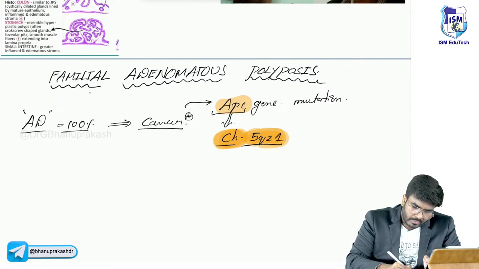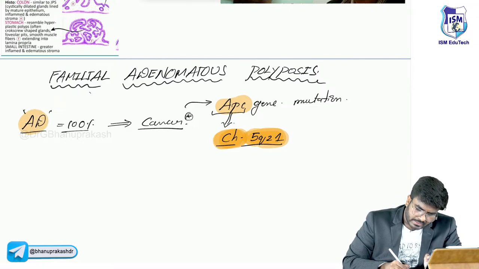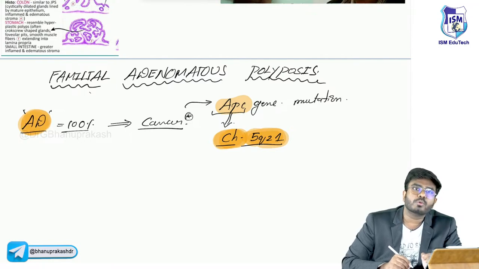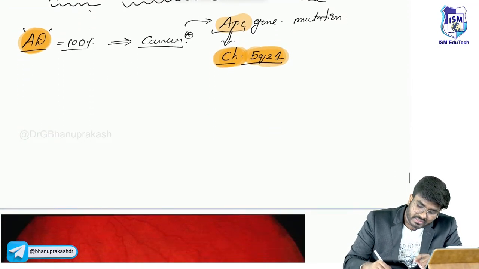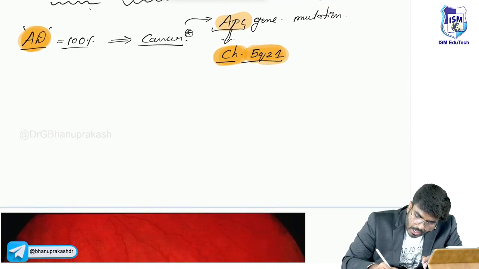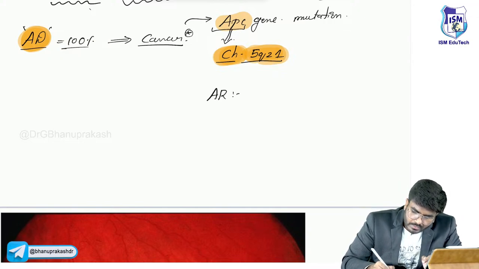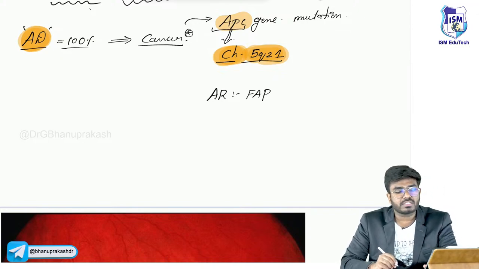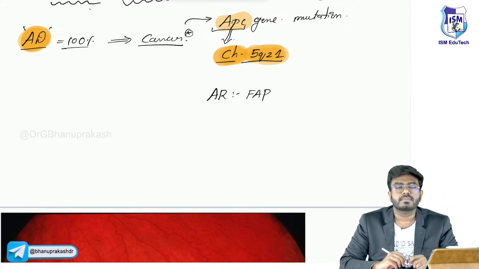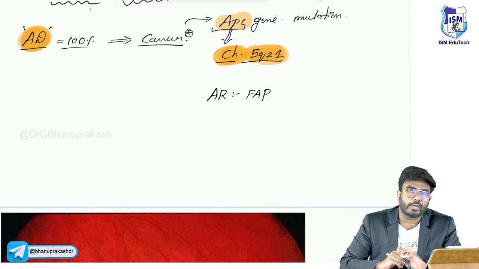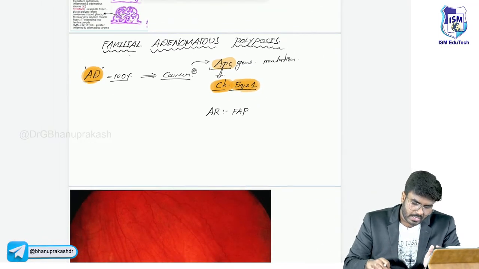Now let me tell you here itself. Sir, familial adenomatous polyposis is autosomal dominant, right? But there is one variety which is autosomal recessive. Autosomal recessive familial adenomatous polyposis. In this condition, a smaller number of polyps are seen. It is a less severe condition, sir.